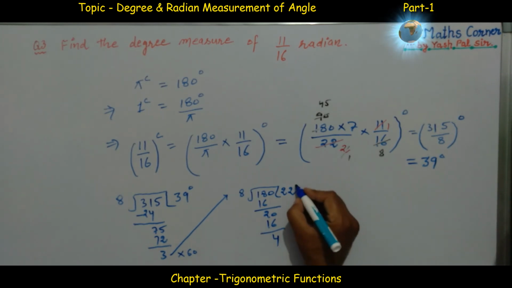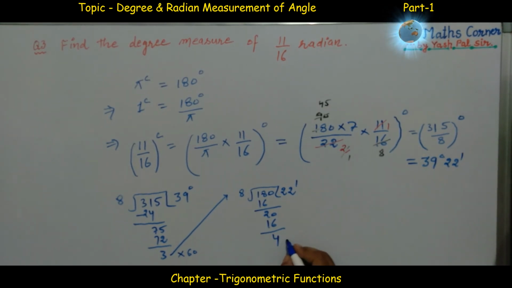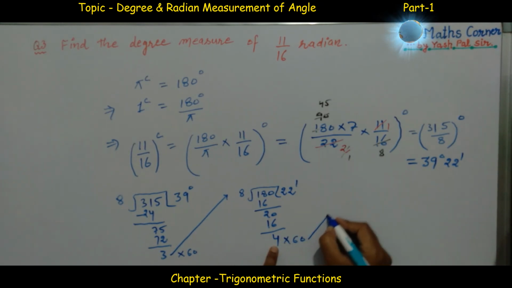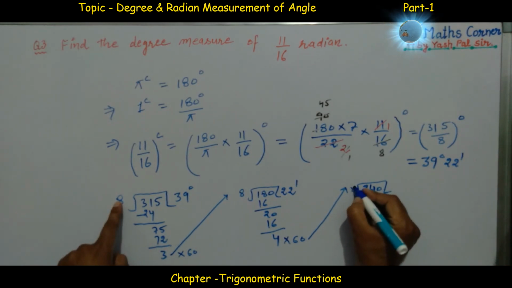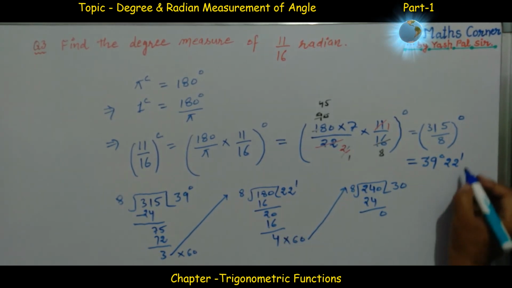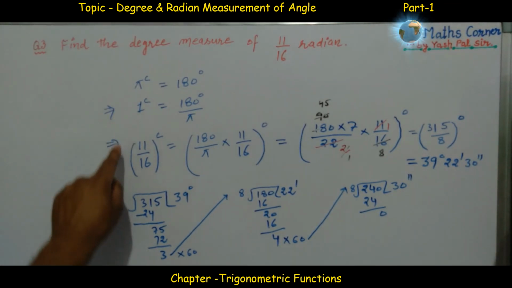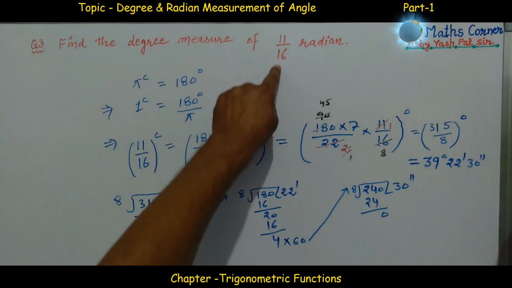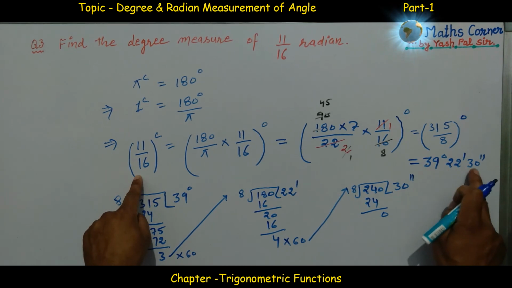Now this is minute, 22 minute. Again what we do, the remainder is multiplied with 60 and it goes here. 60 into 4, 240. Again this is divided by 8. 8 into 3, 24, and this is 0 as it is. So this becomes second, 30 second. So the degree measurement of radian 11 upon 16, in degree measurement, the answer is 39 degree, 22 minute, 30 second.